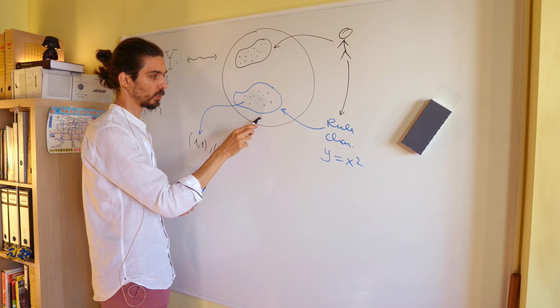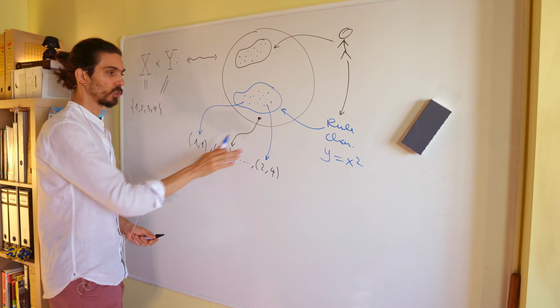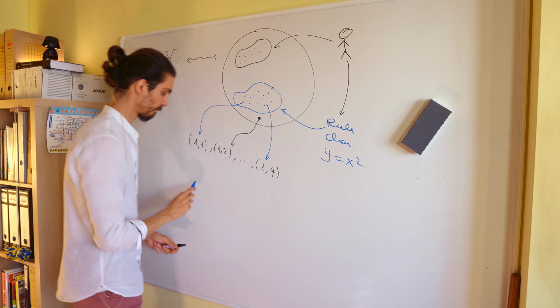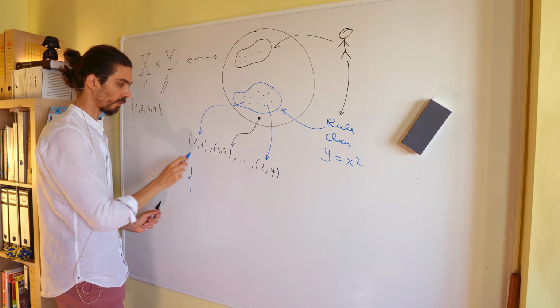There are many more elements to test, but I'm going to give you the last one that is going to work, which is (2, 4). You can see it easily because 2 squared is equal to 4. And so, this pair also lives in the subset. So essentially, the truth set of this rule contains just the points (1, 1) and (2, 4).